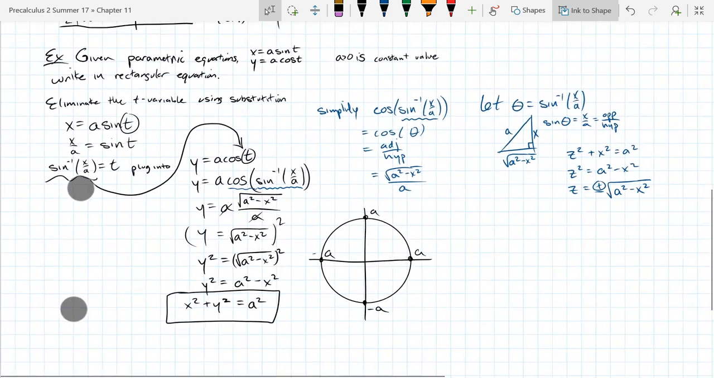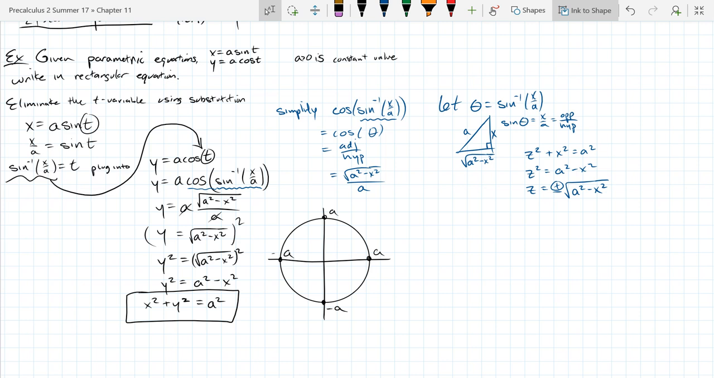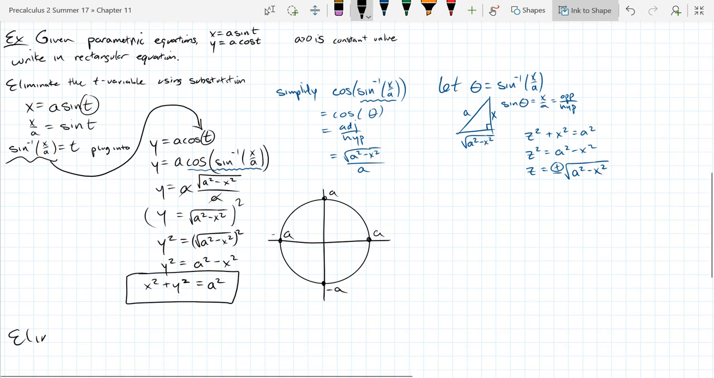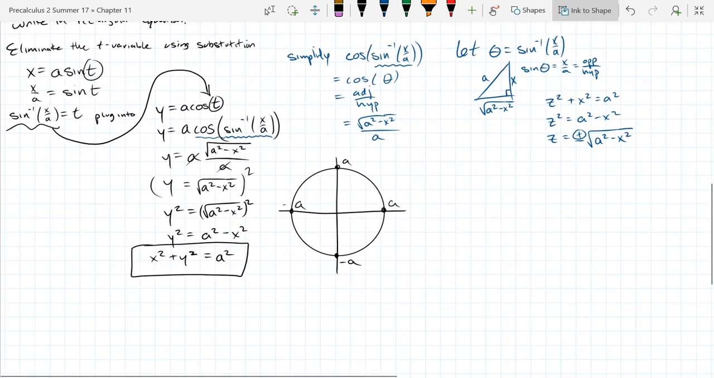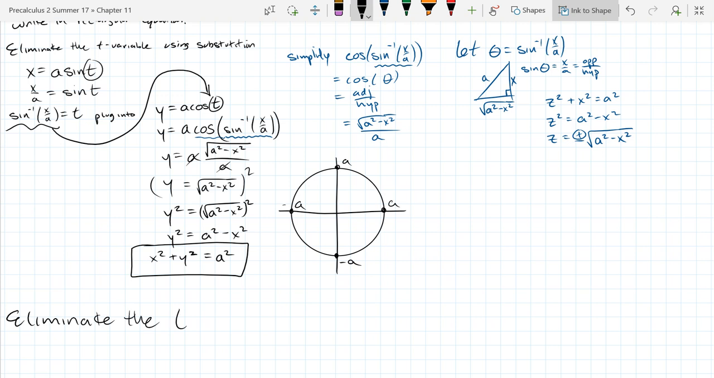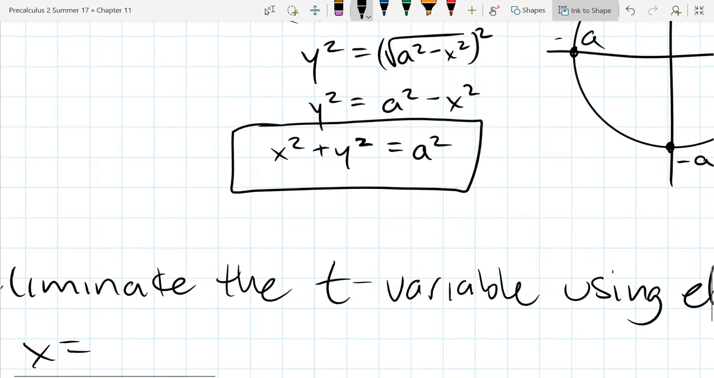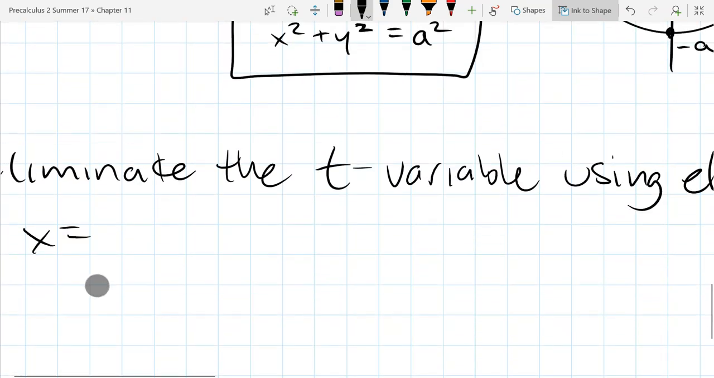All right, so this was substitution. There's a way better way to do this using elimination. Maybe I should write "eliminate" instead. Wait, we did substitution. Now we'll eliminate the t variable using elimination. So I'm just going to rewrite the first two. x equals a sine t.